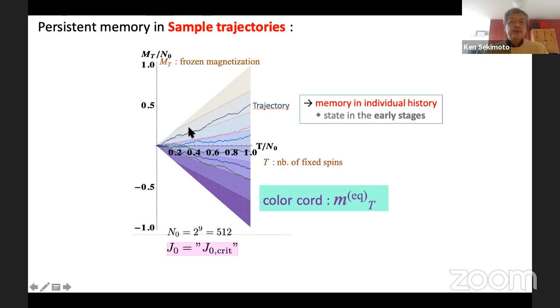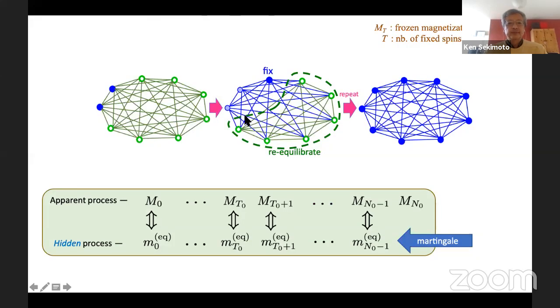On top of it, if we superpose by the color code the value or contour of the mean unfrozen spin, the trajectory looks like it follows this contour. By this observation, we found that the hidden process, which is the mean equilibrium unfrozen spin, follows the Martingale process.